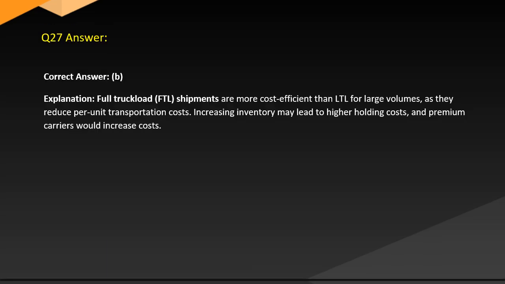Answer. Correct answer B. Explanation. Full truckload (FTL) shipments are more cost-efficient than LTL for large volumes as they reduce per-unit transportation costs. Increasing inventory may lead to higher holding costs, and premium carriers would increase costs.